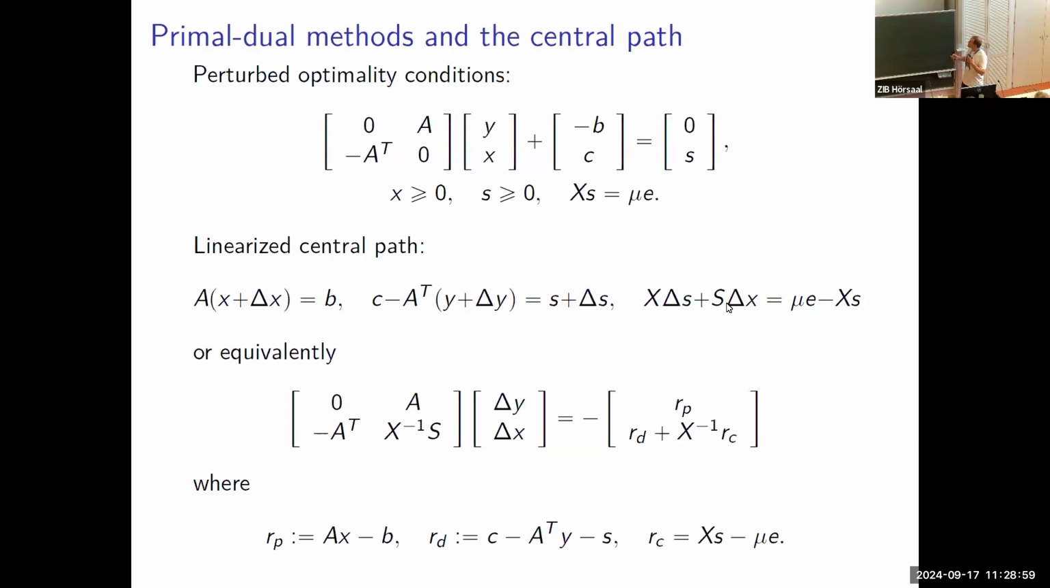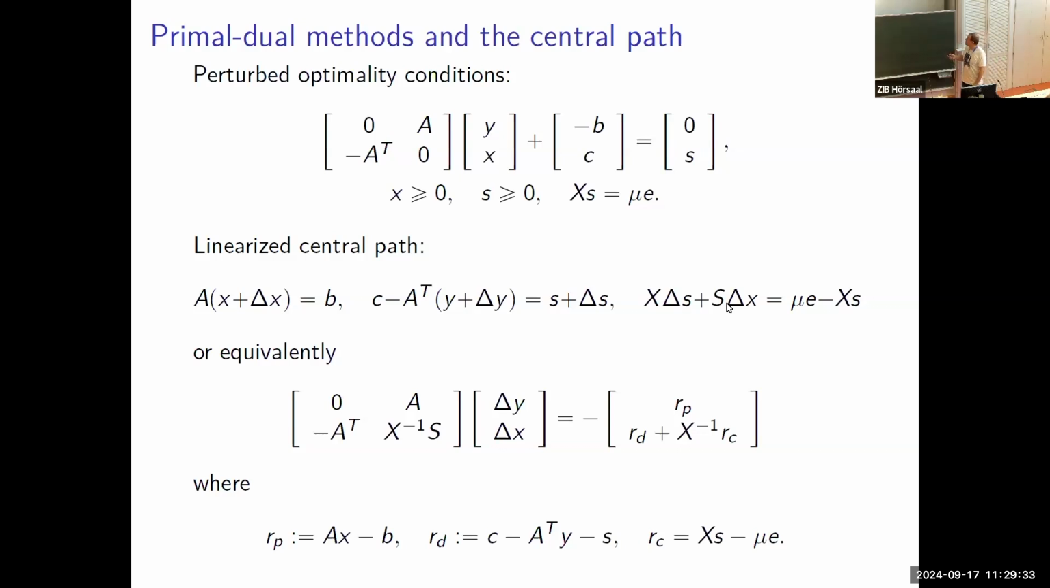And to get towards a practical algorithm, the first thing you'd normally do is to eliminate delta s from the centrality condition. So if we just eliminate delta s, it equals the right-hand side times x inverse minus x inverse times this, and plug it back into the second linearized equation. Then we get a system like this.